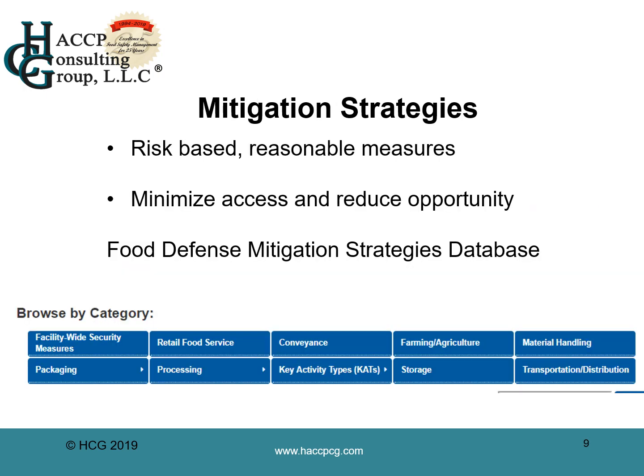For each actionable process step identified through the vulnerability assessment, mitigation strategies must be identified. They should be risk-based and reasonable. The main goal is to minimize access and reduce opportunity. On the FDA website, there is a Food Defense Mitigation Strategies database that can be used to help you identify some of those mitigation strategies.